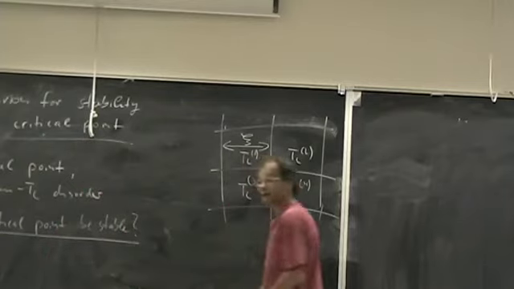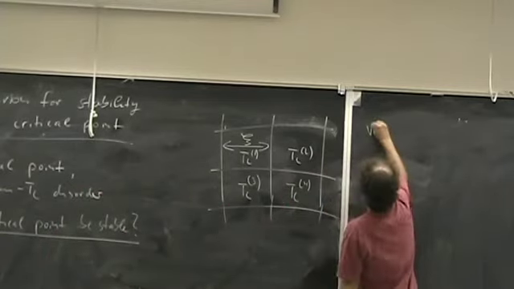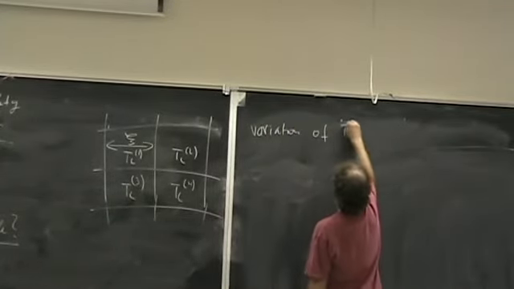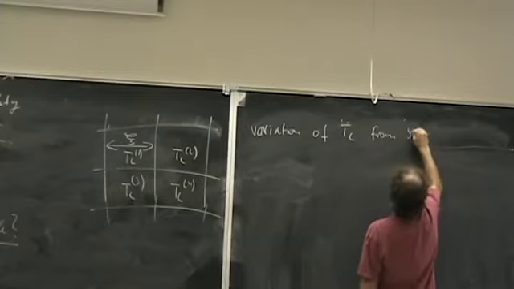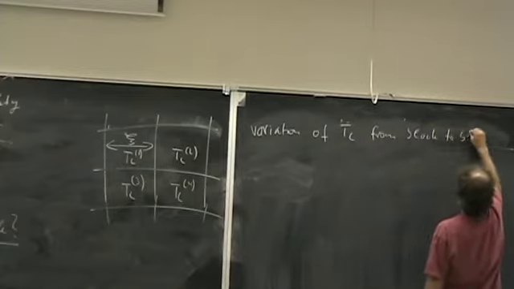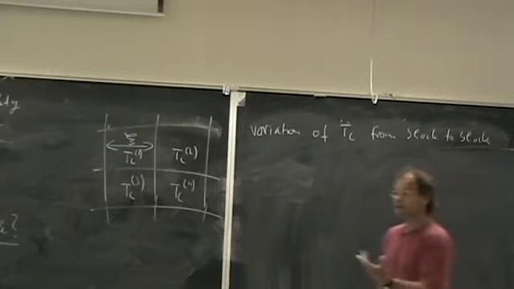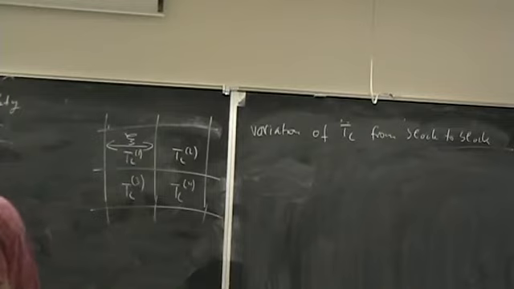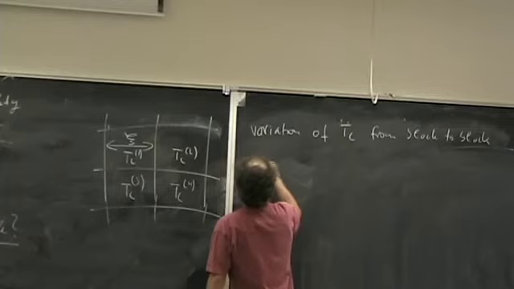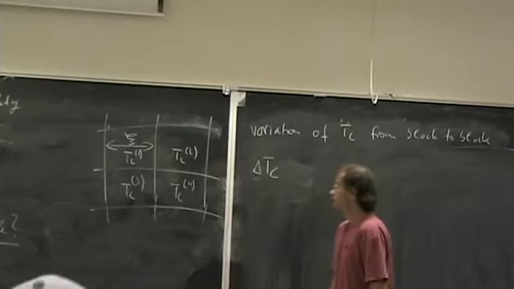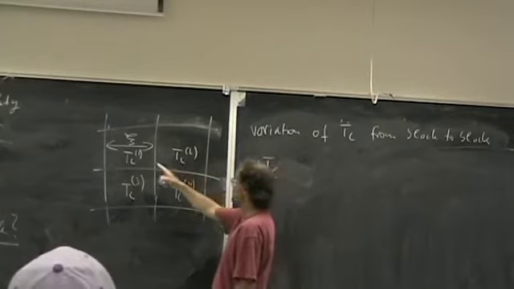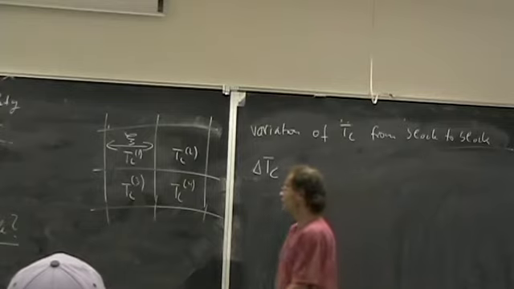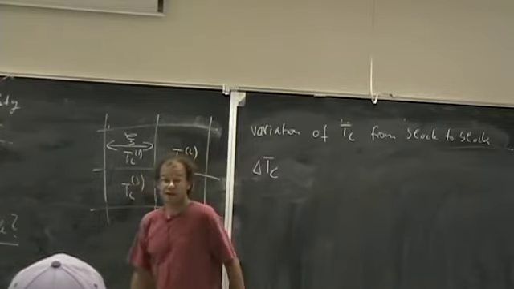Okay, so, well, what we need to know is the variation of TC from block to block. So that's something like the variance of the TC distribution, right? So here I want to write this as delta TC, right? So that's supposed to be the variation between the blocks. So how will this change as I make the correlation length larger? How will it behave?